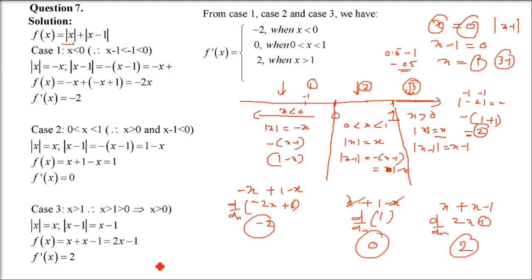So now how are you going to write it? You will write it as f dash x. It's going to be minus 2 if x is less than 0, it will be 0 if x is between 0 and 1, and it will be 2 if x is greater than 0. So these are the three conditions you are going to write for the final answer.